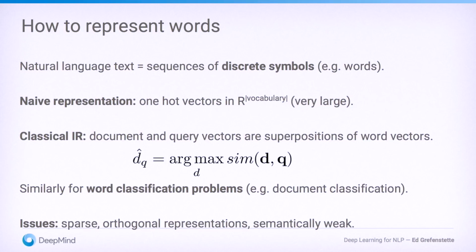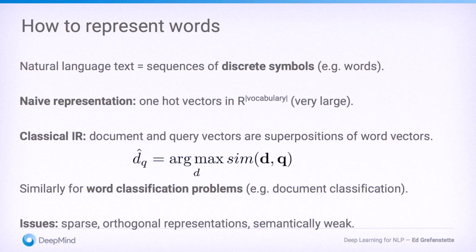And text is a sequence of discrete symbols, so words or characters or ideograms in other languages. So we need to build a representation for this text if we want to feed it into our models, especially neural networks, which expect vectors as input.